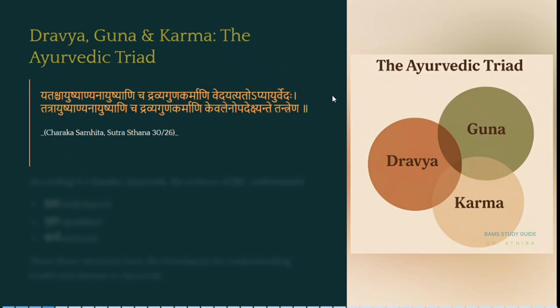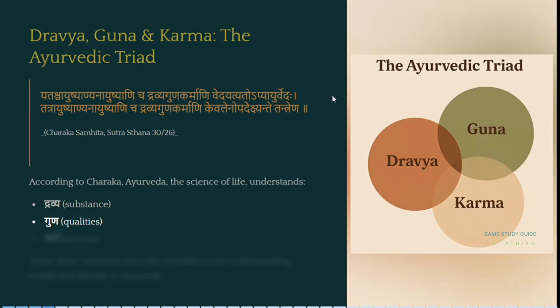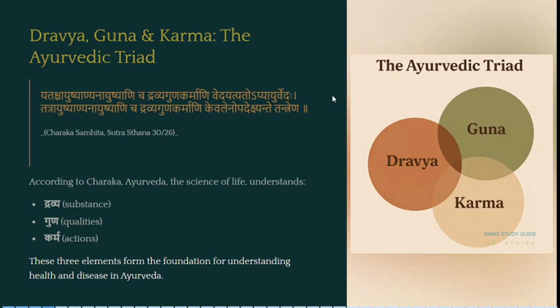In Ayurveda, every medicine is understood through three aspects: Dravya, Guna and Karma. Dravya is the substance, Guna are the qualities and Karma is its action. Together, these form the foundation for understanding how drugs work in the body. So, Dravya is what it is, Guna its properties and Karma what it does. So, this is the base of entire Dravyaguna.